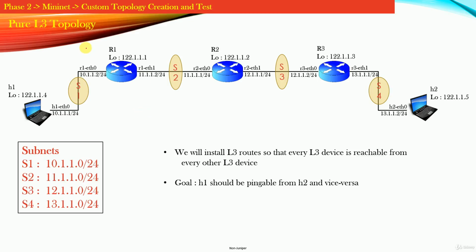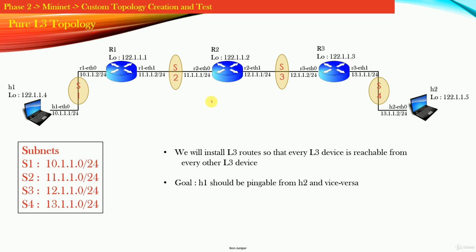So welcome back guys. In this lecture video we are going to learn how to build a pure L3 topology. When I say pure L3 topology, it means we are talking about a network topology which consists of only host machines and layer 3 routers. There are no L2 switches. Of course, in the subsequent lectures we will build a topology which is a mix of L3 routers, host machines and layer 2 switches.